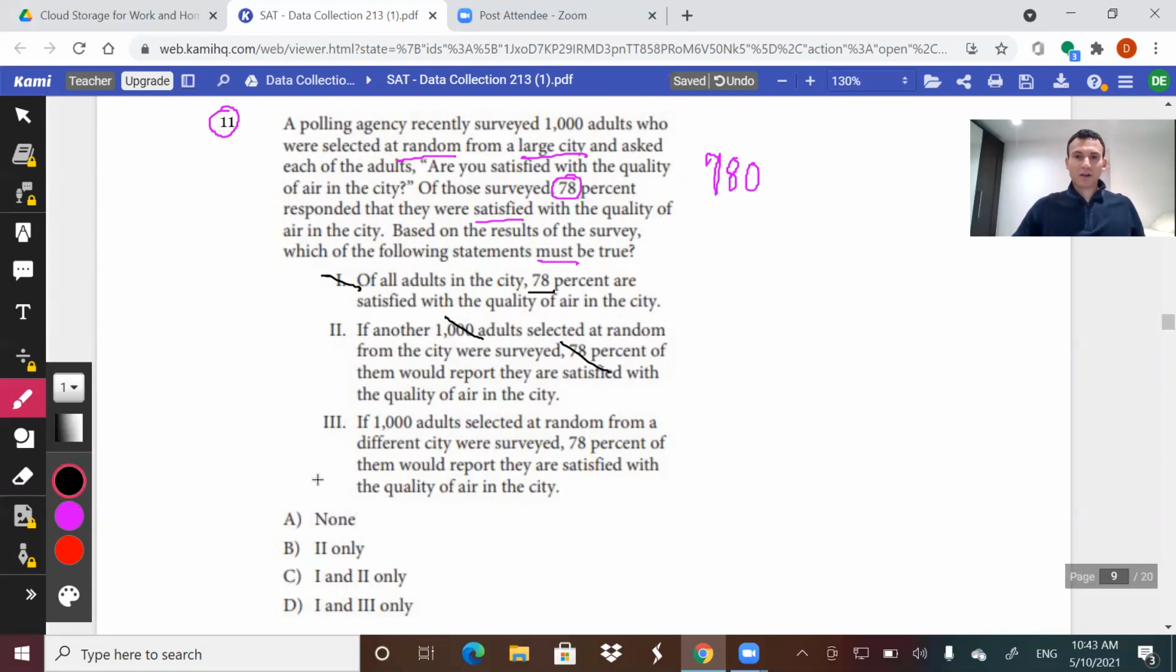If 1,000 adults selected at random from a different city, all right, so already that's way off, because I'll keep on reading, but 78% of them would report they are satisfied with the quality of air in the city. So there's no way we can survey 1,000 people in one city and then make a projection towards another city. So in this case, our sample gives us an estimate of how people in this city as a whole may feel about air quality, but we don't know for certain exactly what everyone would say. We don't know for certain what another random group of 1,000 people would say, and we definitely can't project out towards another city.